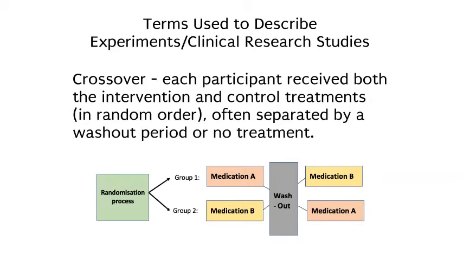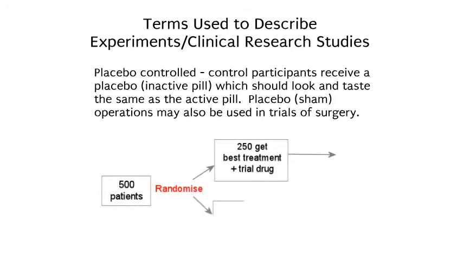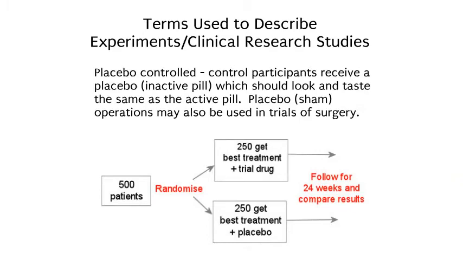The next are crossover studies. Here, each participant received both the intervention and control treatments in random order. Often, they are separated by a washout period or no treatment period. We also have placebo controlled. Control participants receive a placebo inactive pill, which should look and taste the same as the active pill. Placebo or sham operations may also be used in trials of surgery.